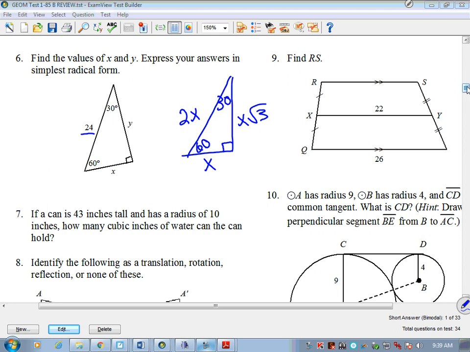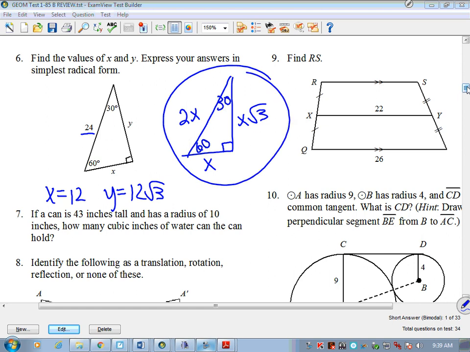So if I have 24 here, what would I do to find x? Divide by 2. So what's 24 divided by 2? So x equals 12. So if x is 12, what's y? 12 radical 3. Okay? So I would try to remember that right there. Now, if they gave me a number opposite 60 and I wanted to find x, I would divide by radical 3. If they gave me x and I wanted to find those other things, I would multiply it by 2 to find the hypotenuse, multiply by radical 3 to find the side opposite of 60.